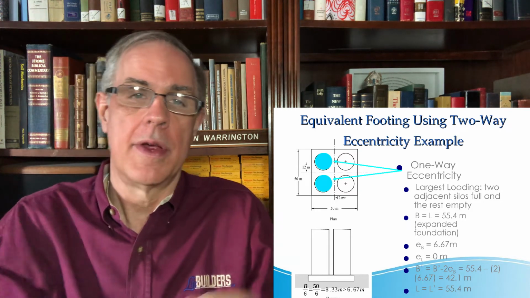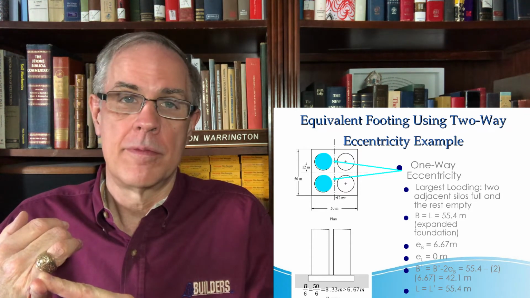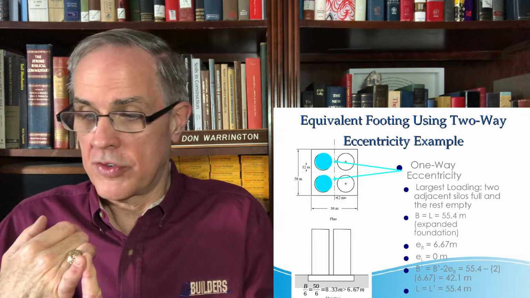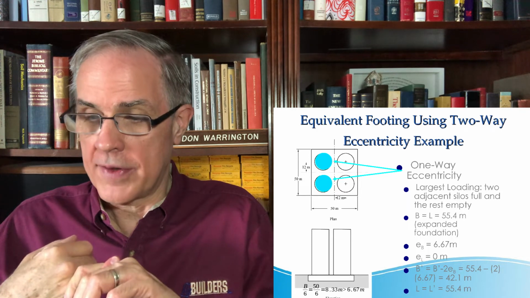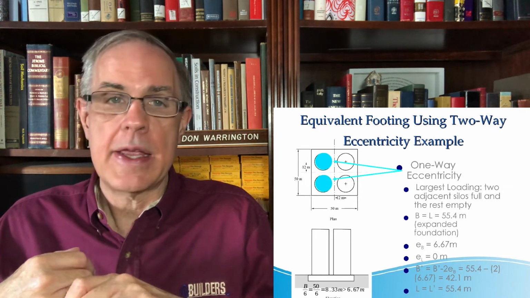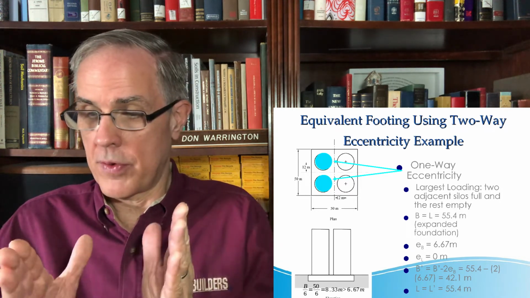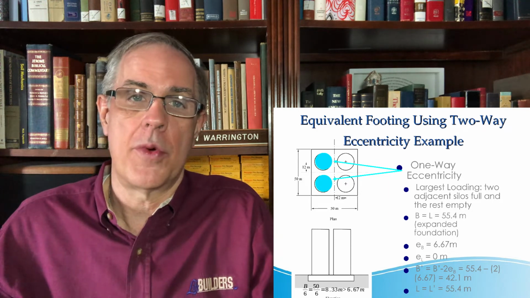Notice here that in a one-way case, there's no eccentricity in the L direction, but only in the B direction. So instead of having a square foundation for analysis, I would have a rectangular foundation where my B is 42.1 and my L is 55.4.